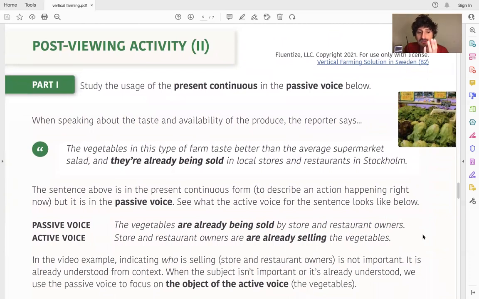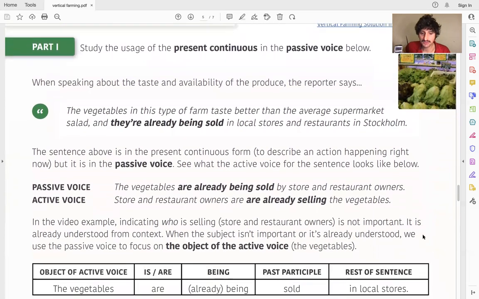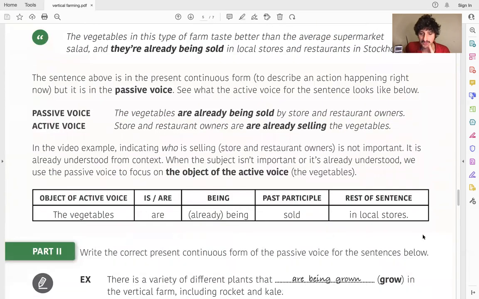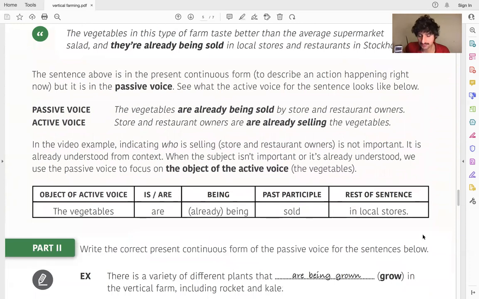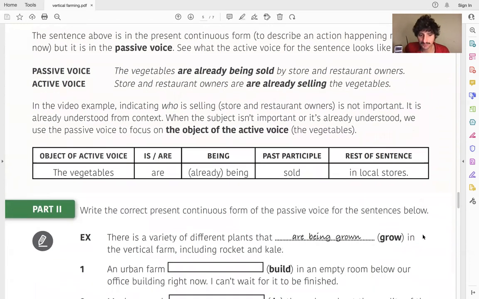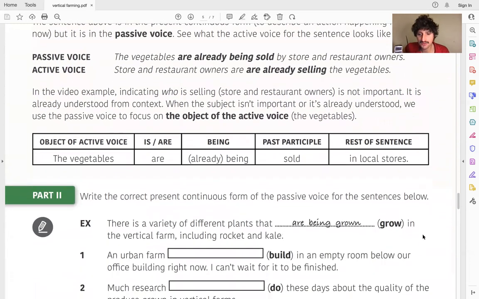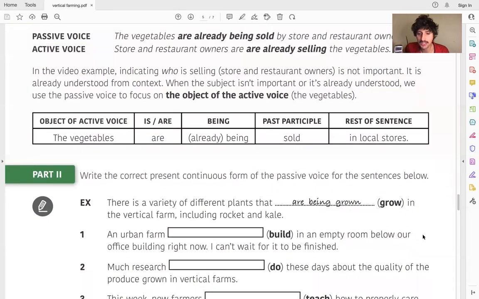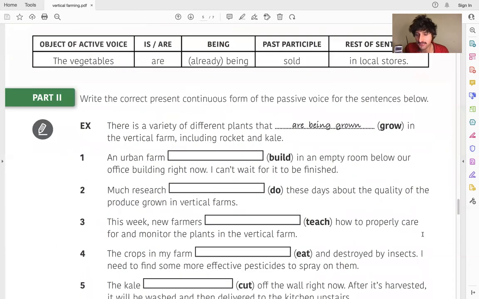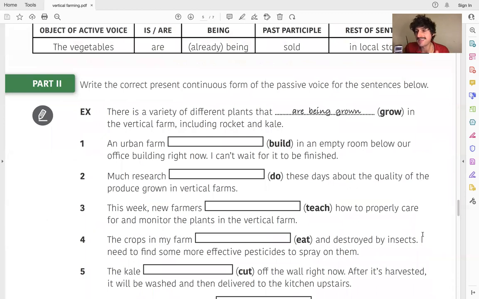Okay, and so you can do the exercise here. This is very good for you if you want to practice. If you want to practice this, I think it'll be good to do a little bit of grammar, the passive voice and the active voice.